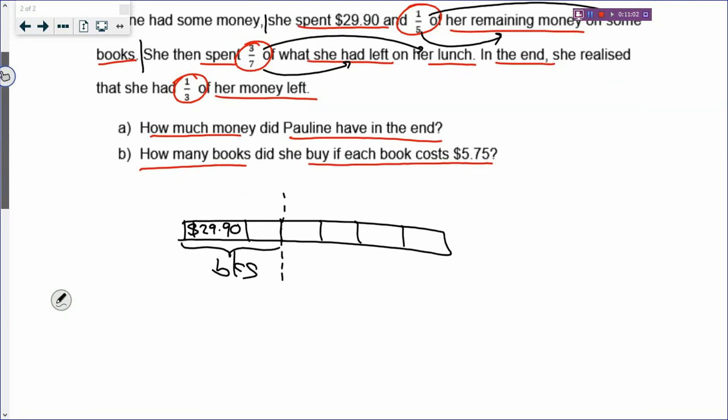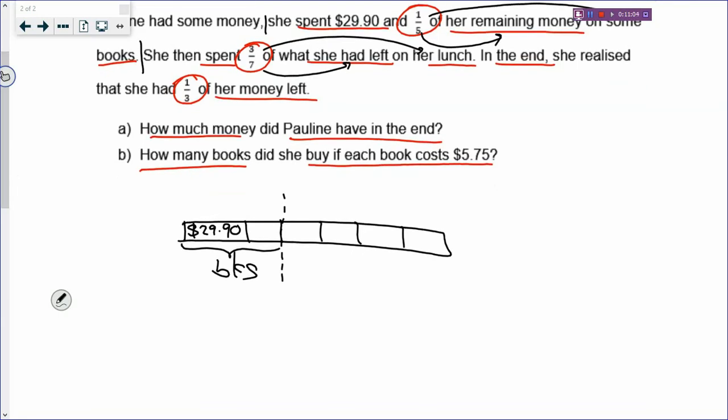So you look at the model, where is the leftover? The leftover is after the dotted line. You want to cut into 7 boxes, but you cannot, so you drop down the leftover. And then you cut into 7 boxes. So 1, 2, 3, 4, 5, 6, 7. And she spent 3 boxes of what she had left on lunch. Okay, so you're until here already.